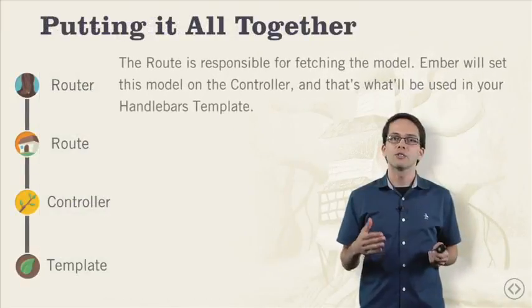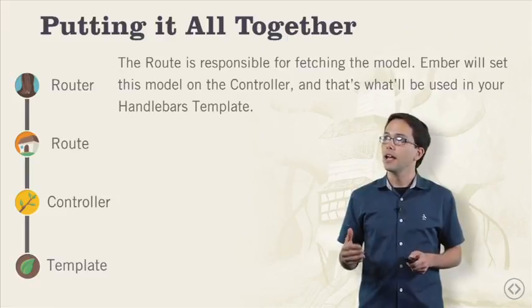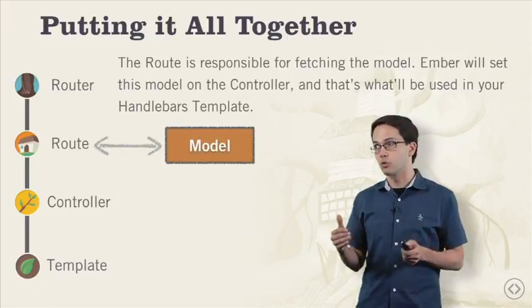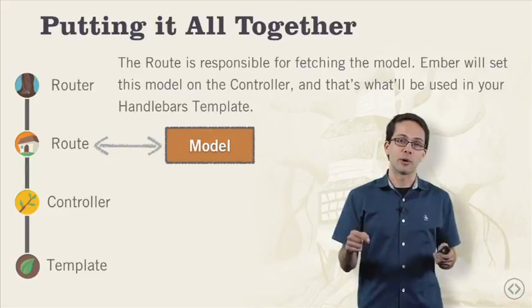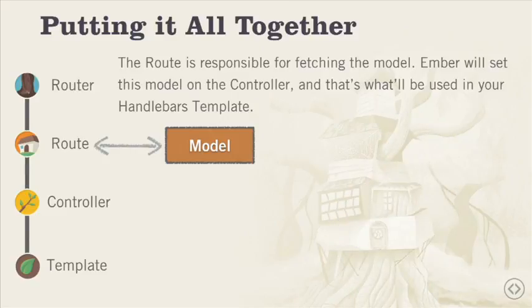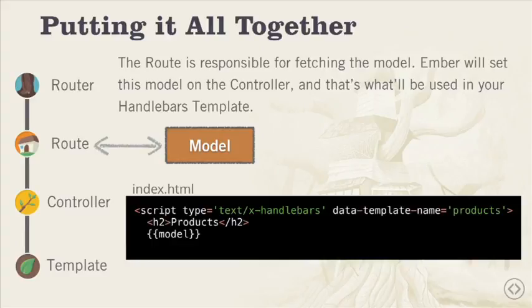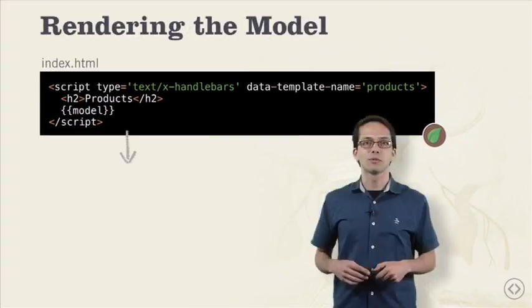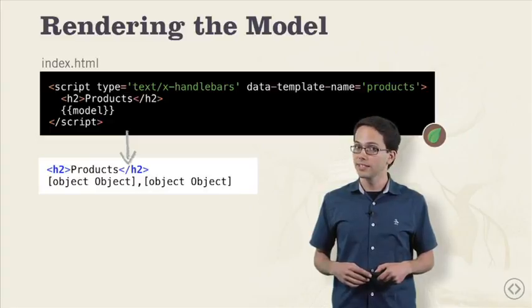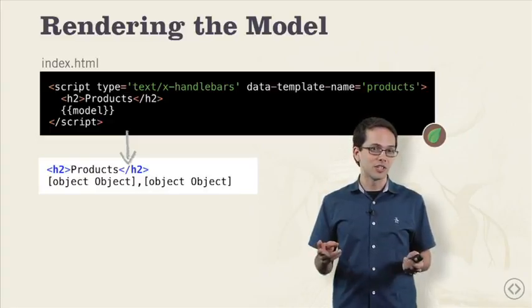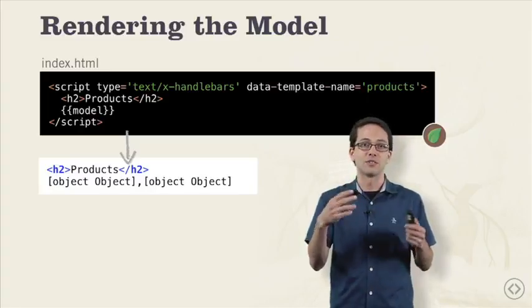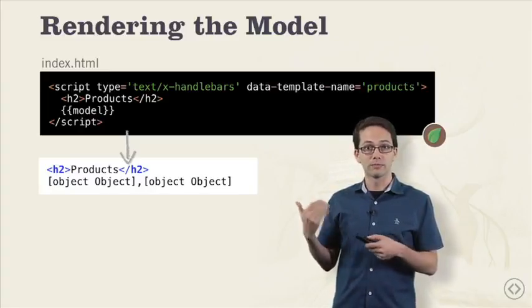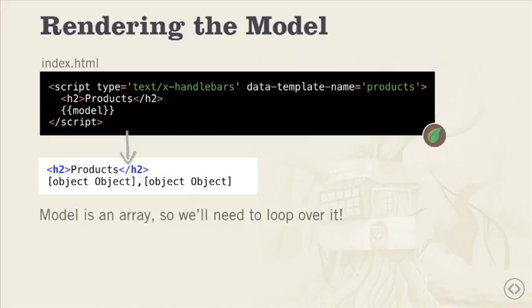To put it all together, the route is responsible for fetching the model. Ember will set this model on the controller, and that's what will be used in your handlebars template. So what would happen if we set a handlebars template called products, which simply printed out the model property? In this case, it would print out object, object, object, object, which is really just two objects. And those objects, as you might assume, are our products. This is obviously an array, so we'll need to loop through it to print out the different values.